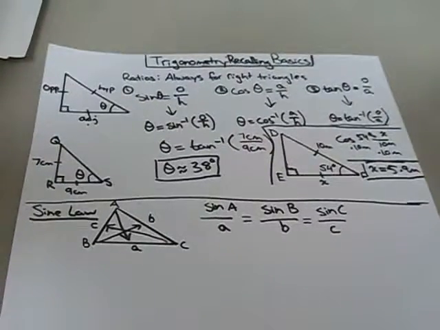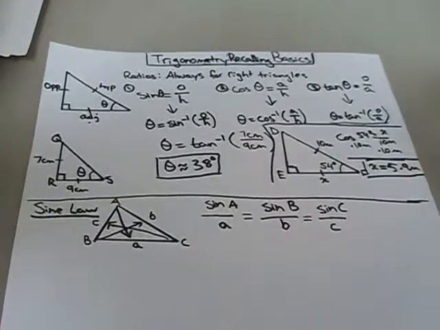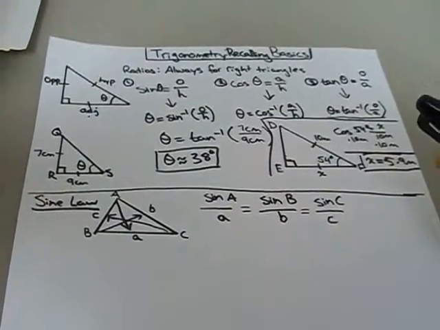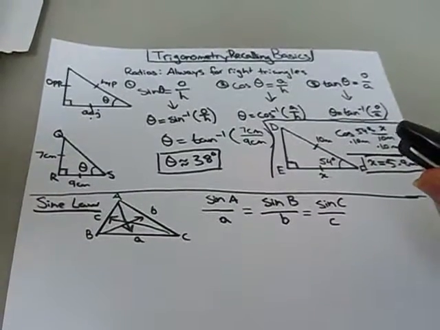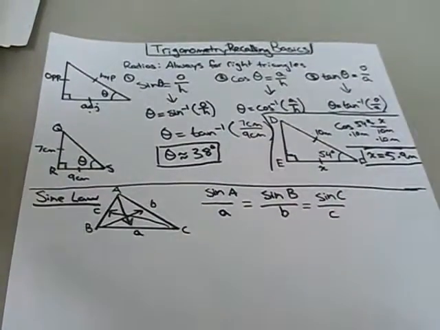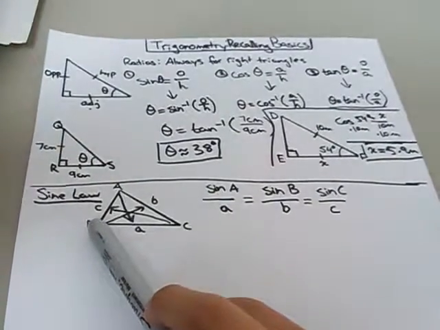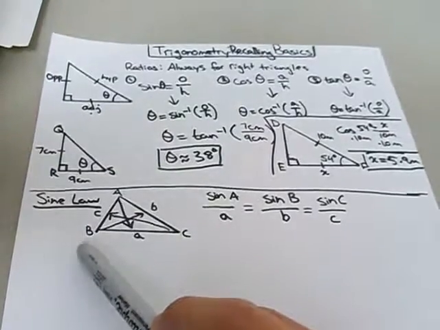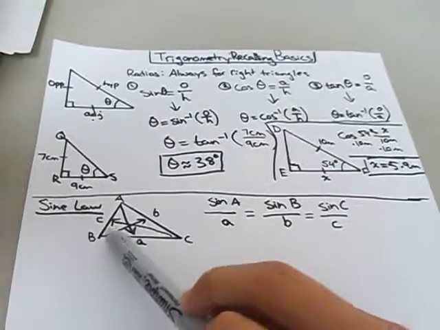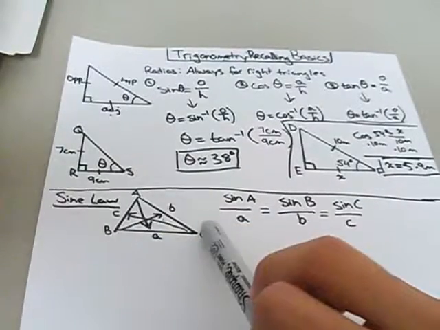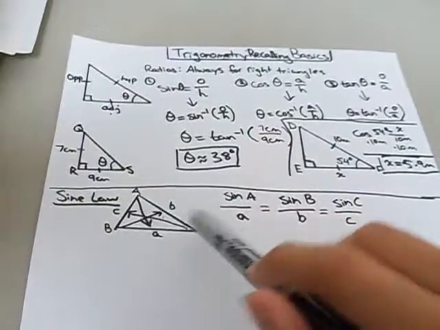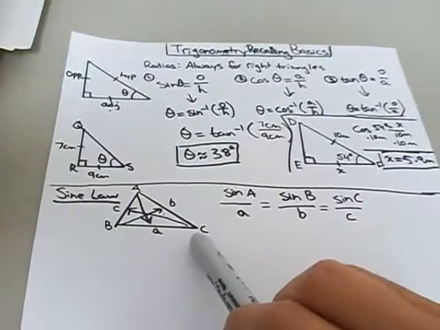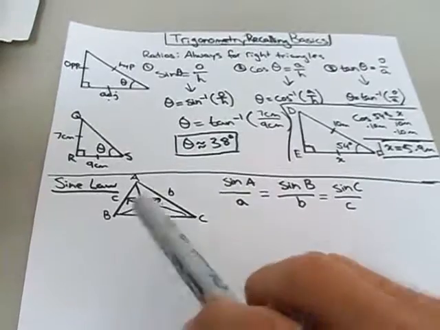Now let's move on to the sine law. The sine law is used for triangles other than right triangles, such as isosceles triangles, scalene triangles, equilateral triangles, etc. So basically it involves the side lengths and their corresponding angles, or opposite angles. So I have angle B, and its opposite will be AC, labeled lowercase b. And I have angle A, its opposite will be side length BC, labeled lowercase a.